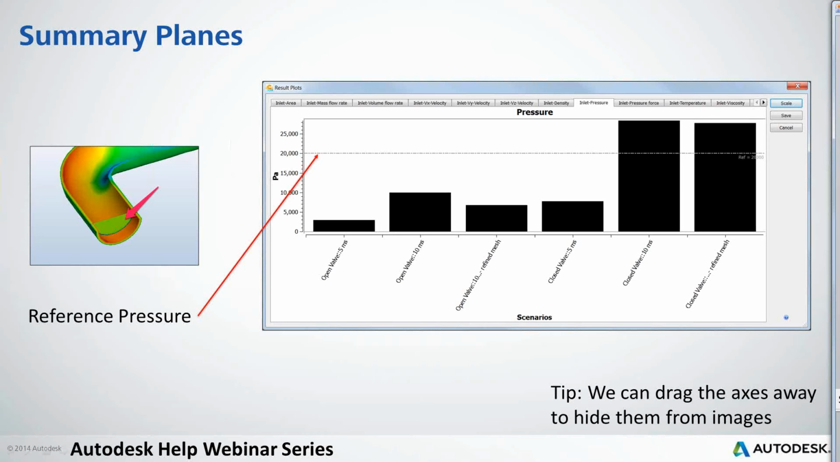So that's my pressure that I've got as a supply. We can then see if designs are beneath that, we know that they're going to run okay. If they're above that, we know that our design is too restrictive to the flow and we're not going to get the flow rate that we need based on the inlet pressure that we have.